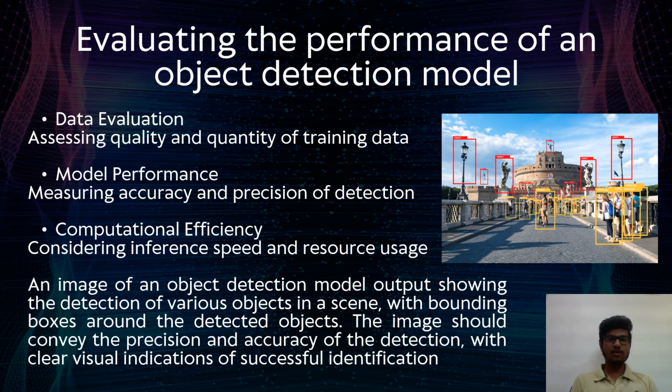Evaluating the performance of an object detection model. Data evaluation: assessing the quality and quantity of training data. Model performance: computational efficiency, considering inference speed and resource usage. An image of an object detection model output showing the detection of various objects in a scene with bounding boxes around the detected objects. The image should convey the precision and accuracy of the detection, with clear visuals indicating successful identification.